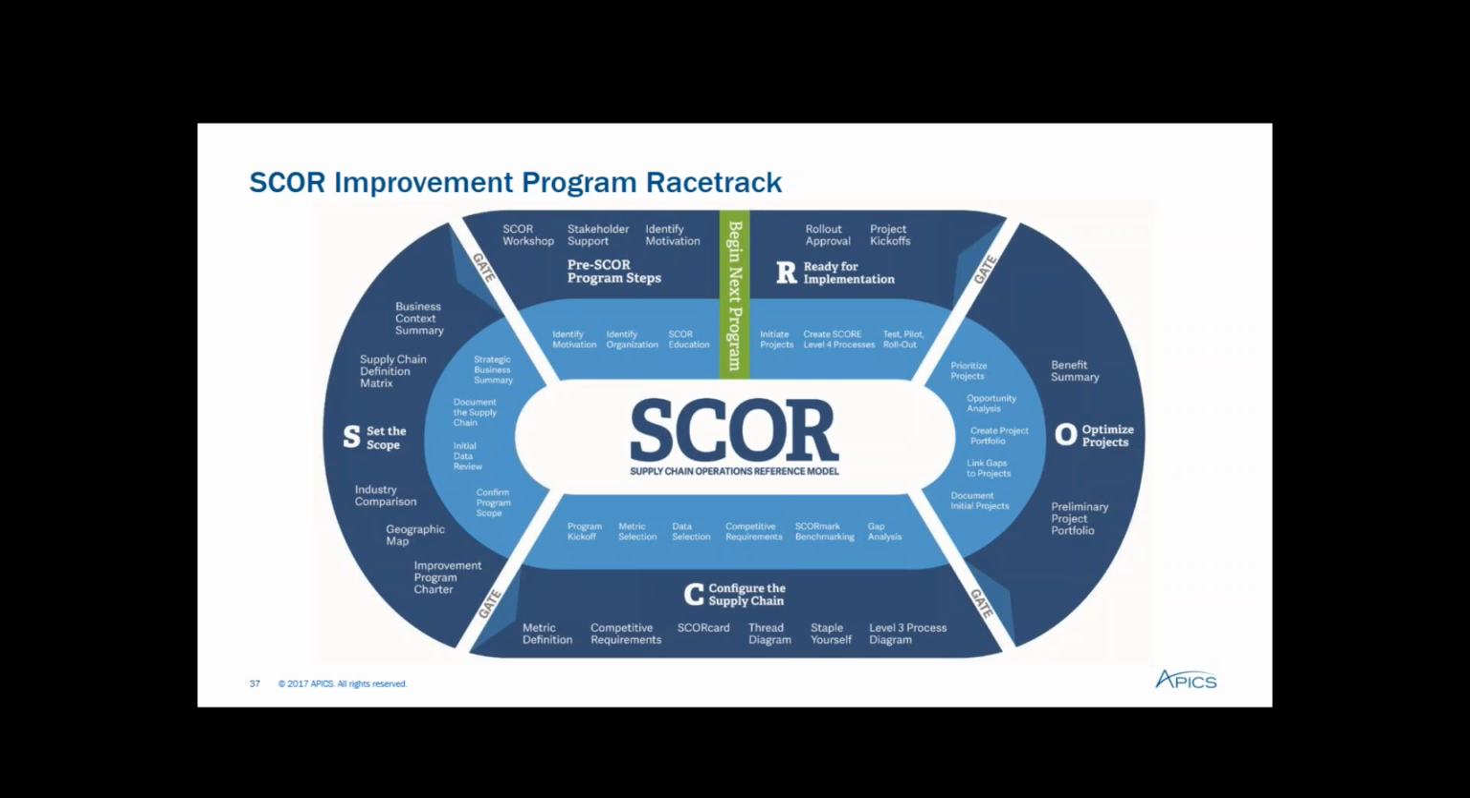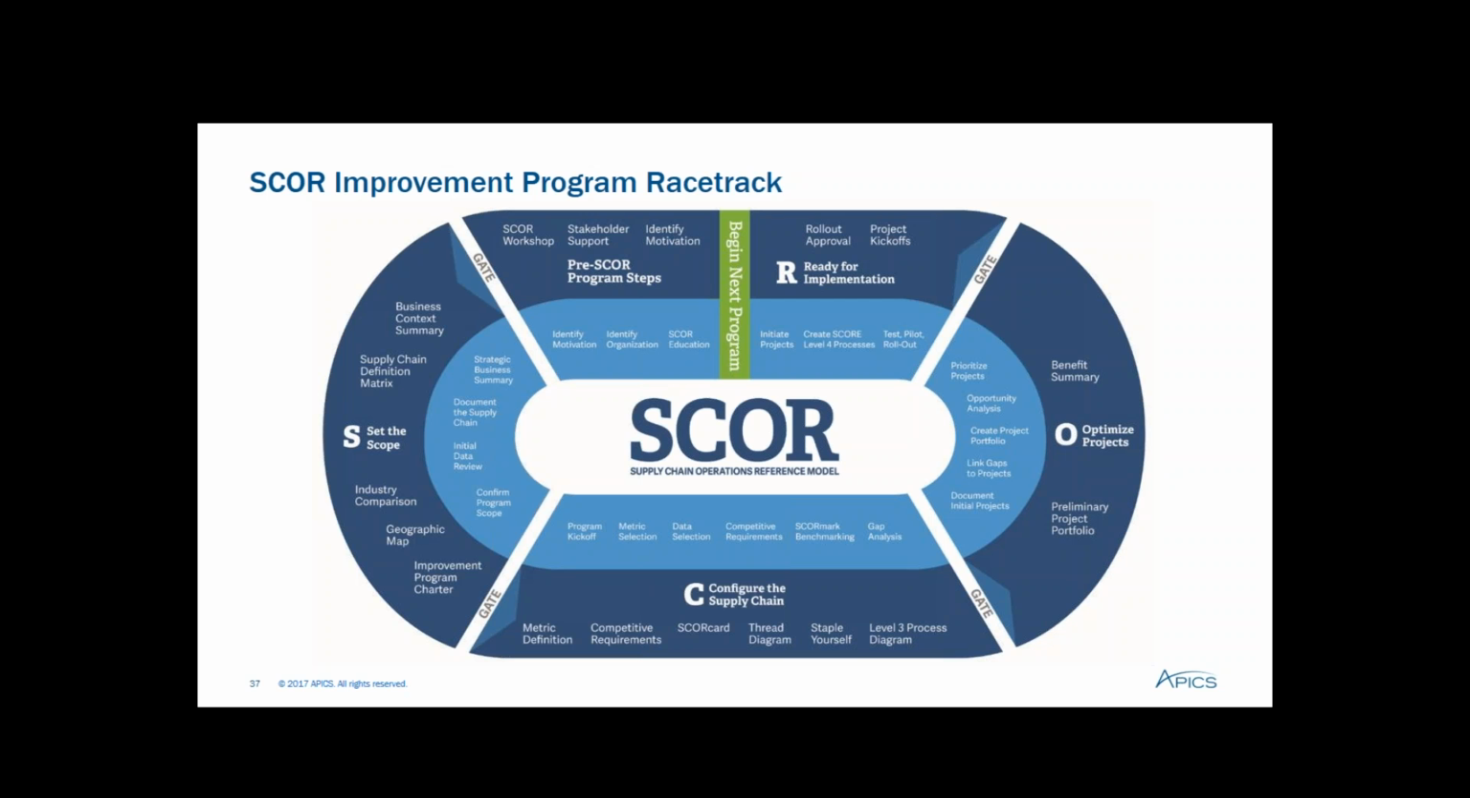This is followed by configuring the supply chain, by focusing on mapping the current state of the supply chain through analyzing both metric and process performance. Important activities during this phase include SCOR metric selection, detailed competitive requirements, benchmarking, and gap analysis. This phase provides the basis for the project portfolio and benefits calculation used in the next phase.